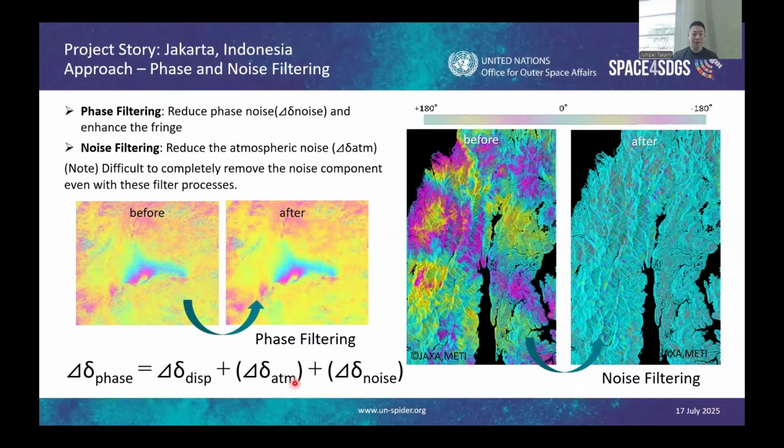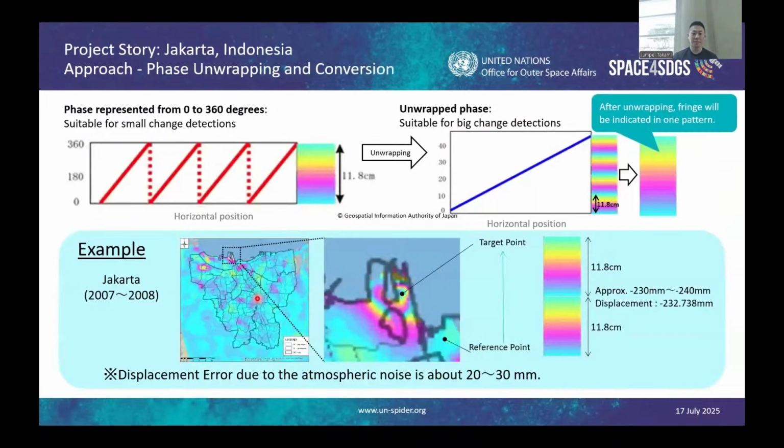And then by reducing phase noise and enhancing the fringe, and reducing the atmospheric noise by using the processing. I won't go into details of how to get rid of the noise and the phase filtering, because we've already done that. But finally we get very clear images for the phase filtering here. And then finally unwrapping and conversion to displacement.